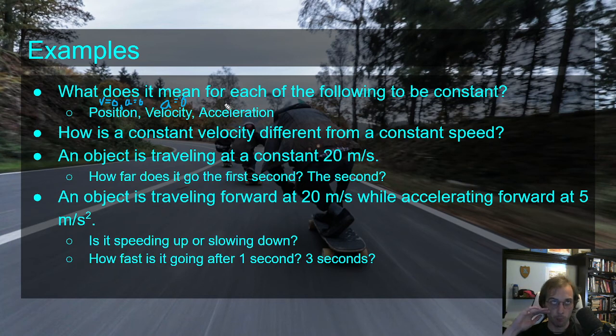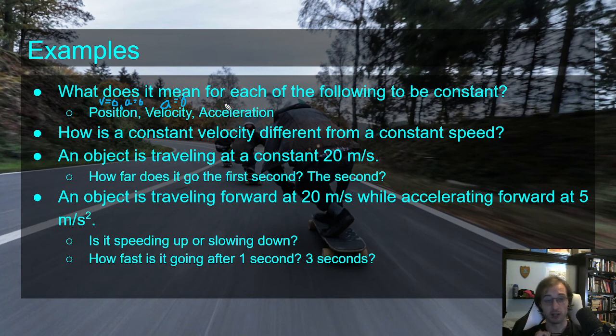So, real quick, the big difference between constant velocity and constant speed is just the difference between velocity and speed. Velocity includes direction, speed doesn't. So if you're going at a constant velocity, it means your acceleration is 0. You're not speeding up, you're not slowing down, you're not turning. But if you're going at a constant speed, it just means you're not speeding up or slowing down. It doesn't necessarily mean you're not accelerating. You could be going at a constant speed while turning, in which case you will still be accelerating.